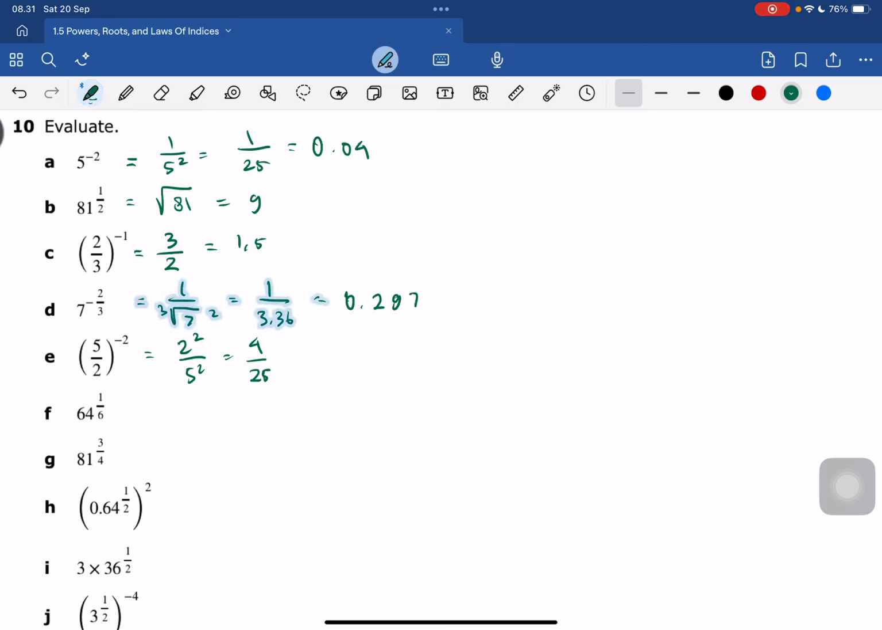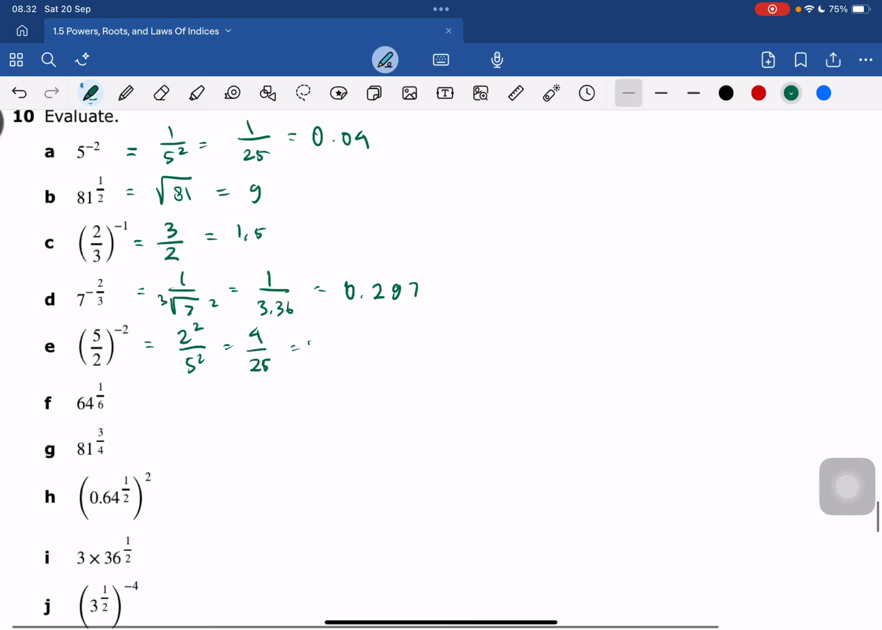For the next, approximately 4 divided by 25 is 0.16. Okay, here 6 here, 64. What number, if we multiply it 6 times, is equal to 64, which is 2. Okay, next 81, this is 3 and this is 4. So let's finish it. It's going to be 3 power of 3, or 27.